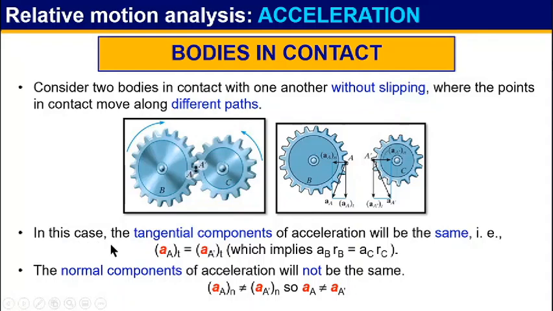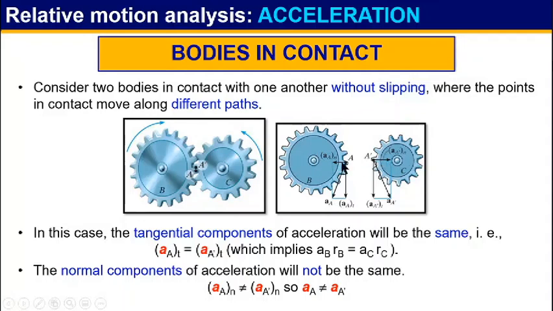In this case, the tangential components of acceleration will be the same. So now, let's look at this point A. The tangential component here, the downward arrow, is the same between point A and also point A prime. So AA tangential equal to AA prime tangential. Tangential component is the same. How about the normal component?